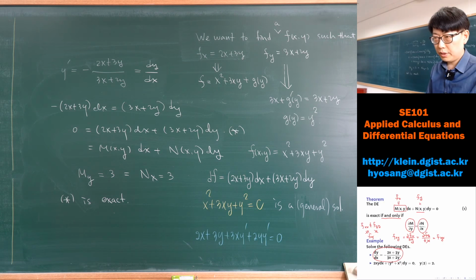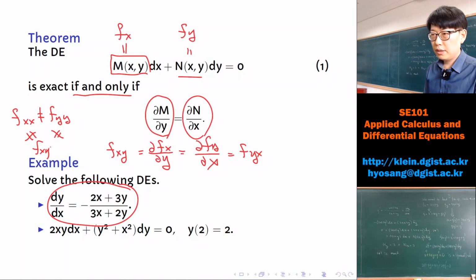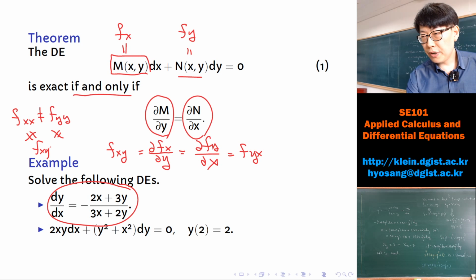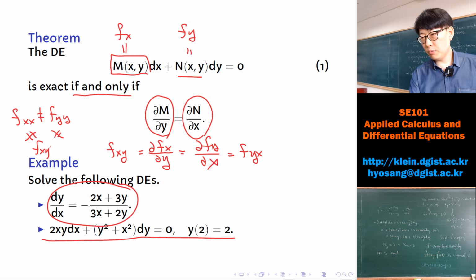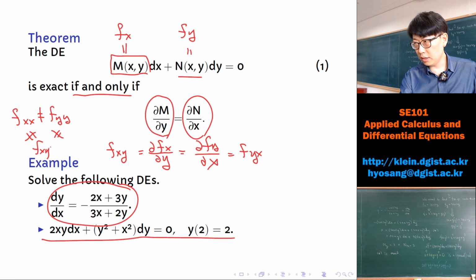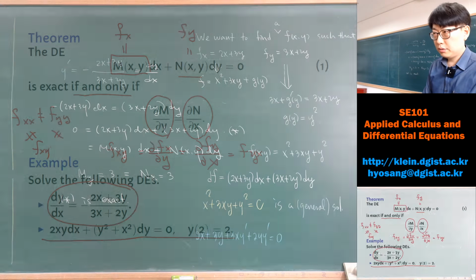Let's look at another example here. As a second example, we have a differential equation. We don't know yet whether this is an exact differential equation or not. You have to check by this theorem. And also we want to find a particular solution satisfying this initial condition. So let's do this one.